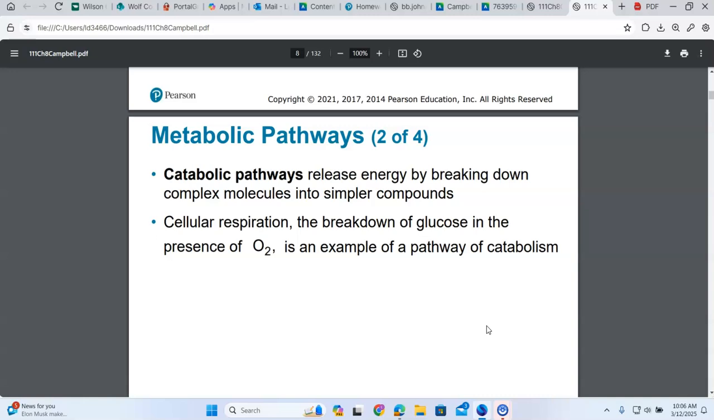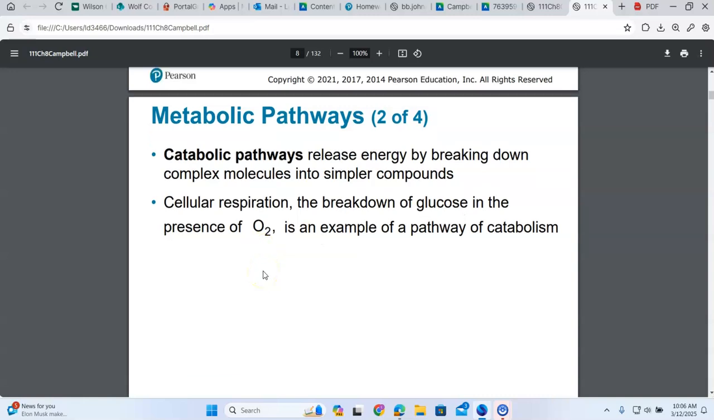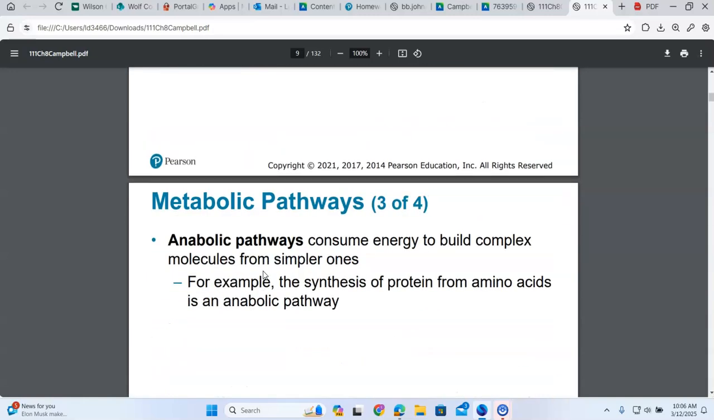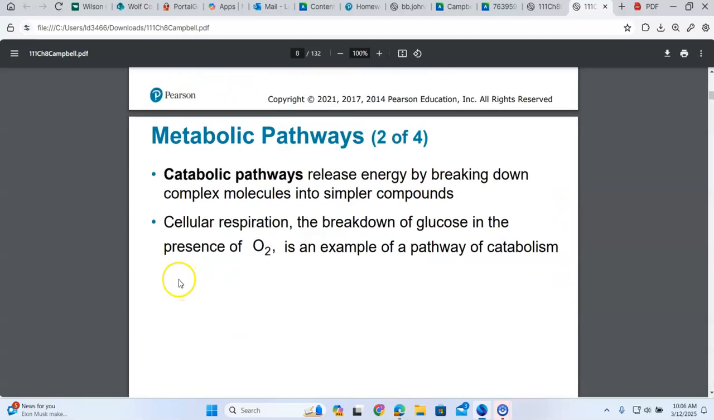Catabolic pathways are breakdown pathways. They release energy by breaking down complex molecules. The most important catabolic pathway is cellular respiration. Cellular respiration breaks down glucose in the presence of oxygen. You start with glucose, and glucose goes through 4 processes: glycolysis, the preparatory reaction, the citric acid cycle, and the electron transport chain, which we'll learn about in the next chapter.